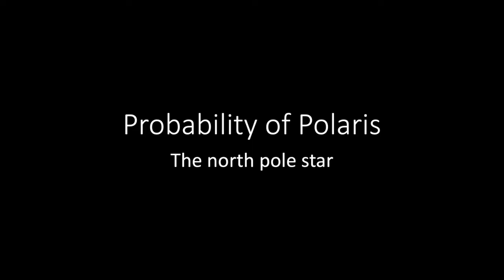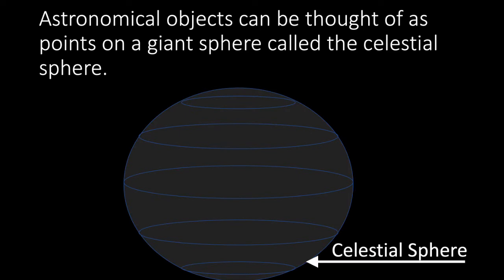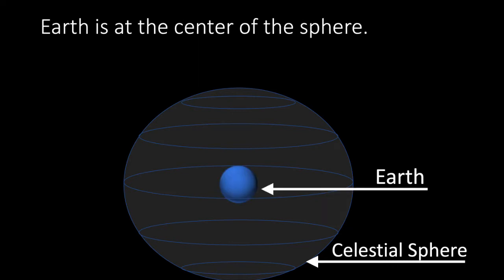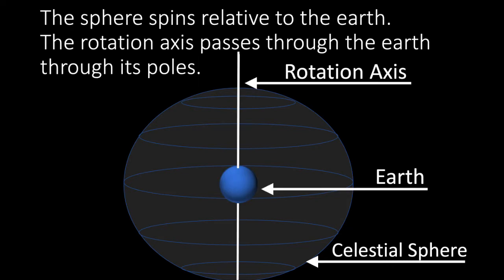This video will discuss the probability of Polaris, the North Pole star. Astronomical objects can be thought of as points on a giant sphere called the celestial sphere. Earth is at the center of the sphere. The sphere spins relative to the Earth.